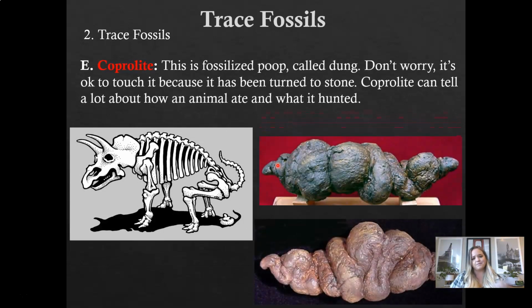Then we have their fossilized poop, which is called coprolite. These will basically, there's no organic material left, but we can use their size and shape to tell us something about what they might have eaten, how they hunted, things like that. So they can be a good source for us.